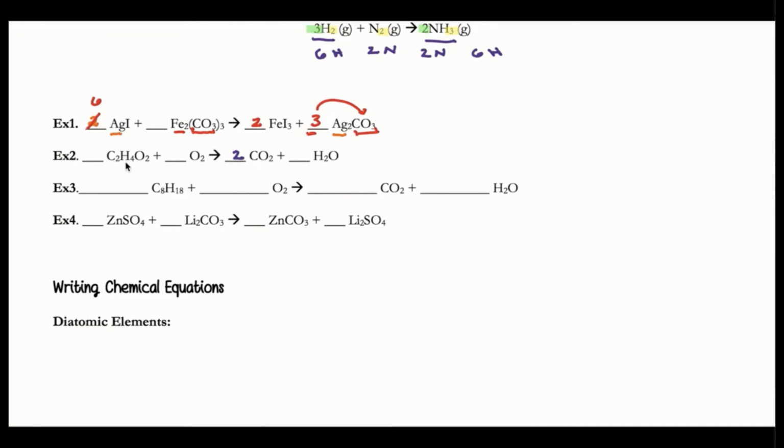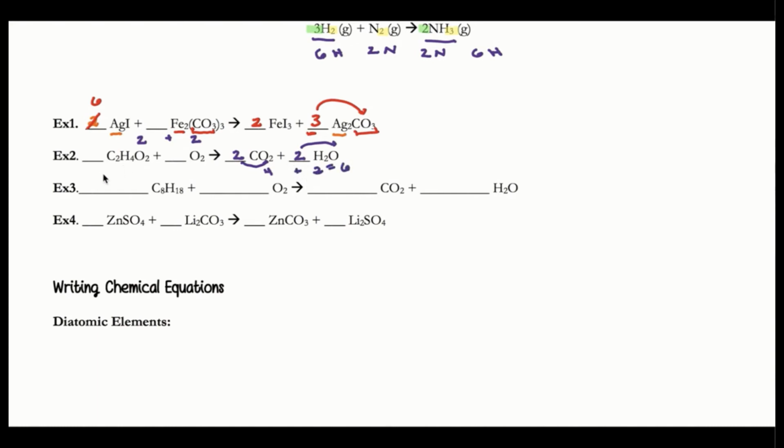Then I notice that I have 4 hydrogens on my reactant side and only 2 on my product side. So what I'm going to need to do is put a 2 in front of water, because 2 times 2 gives me 4. Okay? Then for oxygen, I've got 2 oxygens on my reactant side and another 2 on my reactant side. So when they're separated, you will then add them. So right now I have 4 oxygens on my reactant side. On my product side, I've got 2 times 2, which gives me 4 oxygens, and 2 times 1, which gives me 2 oxygens. So I've got a total of 6 right now.